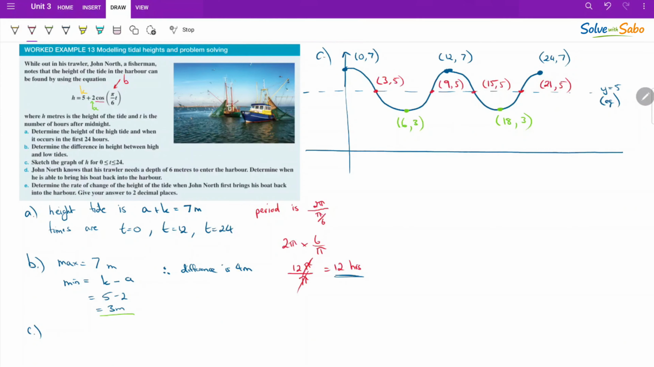The only thing we'd need to improve upon are our axes labels, where this is T in hours, and our y-axis here is H in meters. All right, now part D. John North knows that his trawler needs a depth of 6 meters to enter the harbour. Determine when he's able to bring his boat back into the harbour.